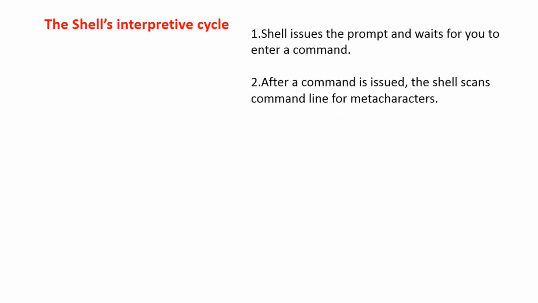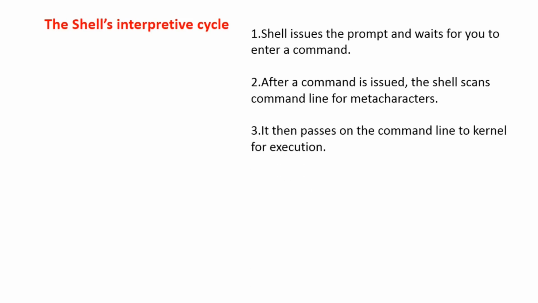Second step: after a command is issued, the shell scans the command line for meta characters. Once the user enters a command, the shell reads the command and checks for the different meta characters of the command. Third step: it then passes the command line to the kernel for execution. Once the shell checks whether the command is valid and used properly, the shell hands over the command to the kernel for execution, and the kernel executes the command and gives the result back to the shell.